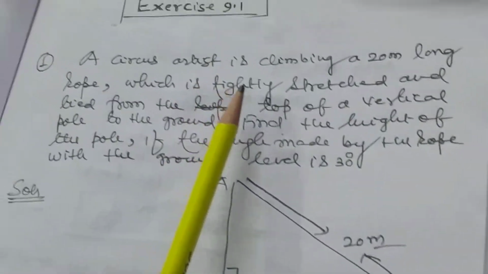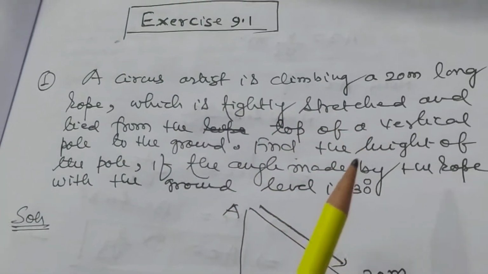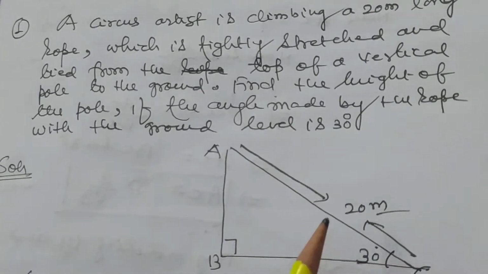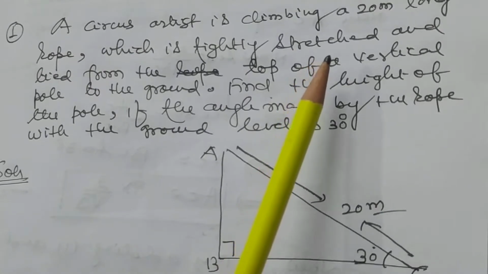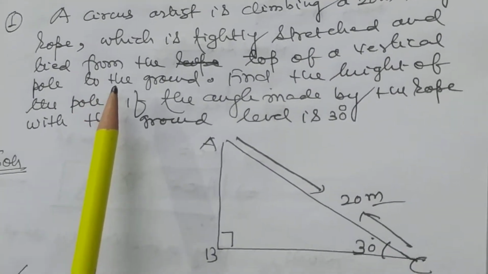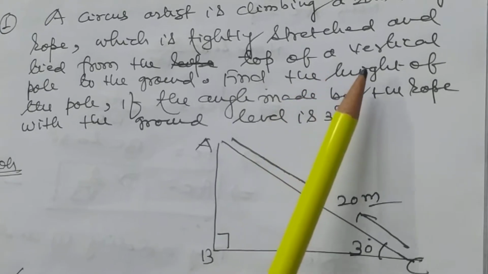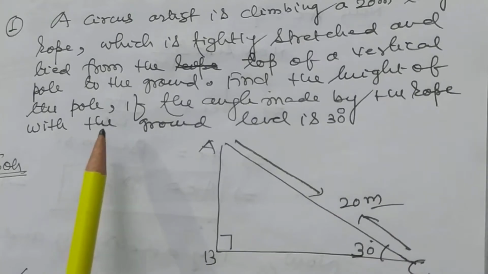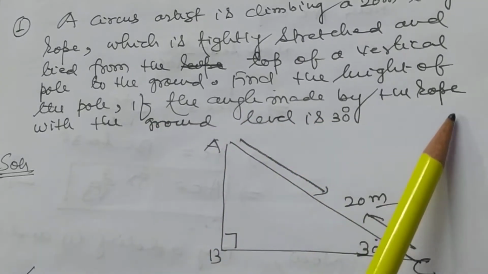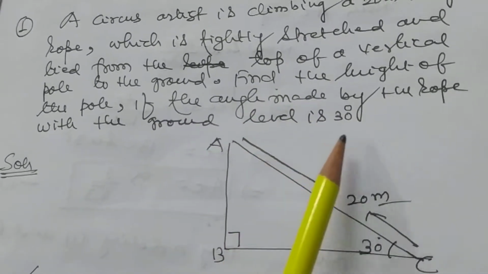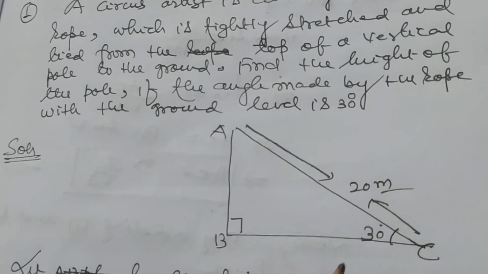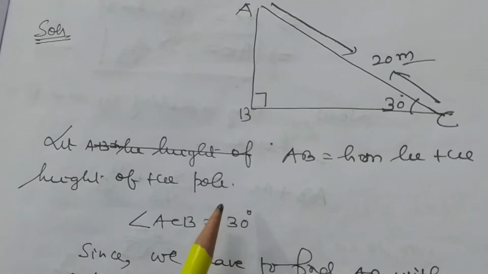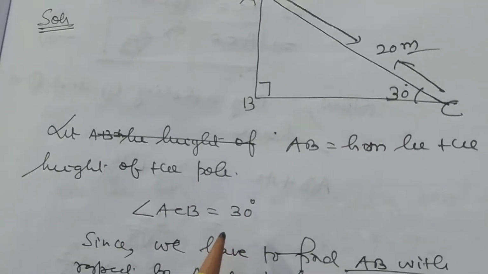Now come to the point. A circus artist is climbing a 20-meter long rope which is tightly held straight and tied from the top of a vertical pole to the ground. Find the height of the pole, if the angle made by the rope with the ground level is 30 degree. Let AB be equal to h meter, the height of the pole. Angle ACB is equal to 30 degree.